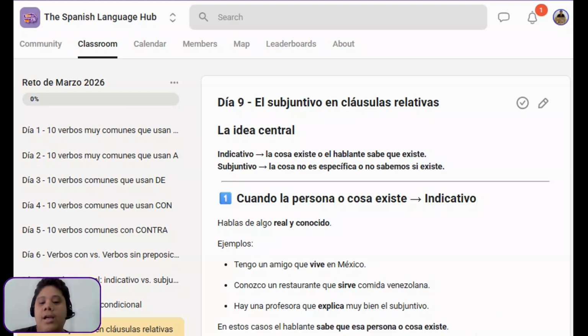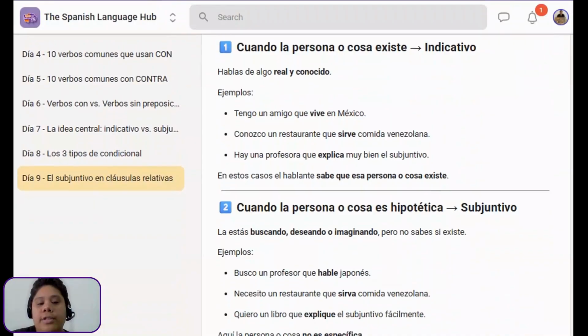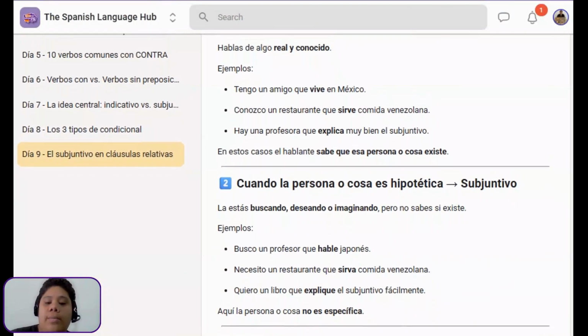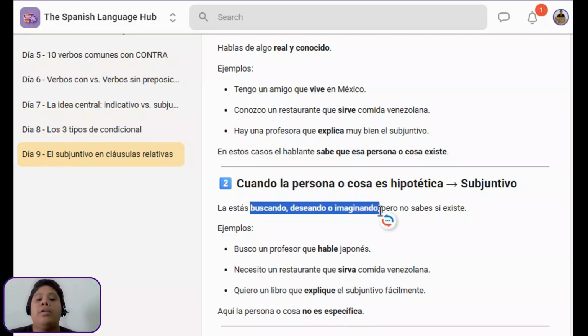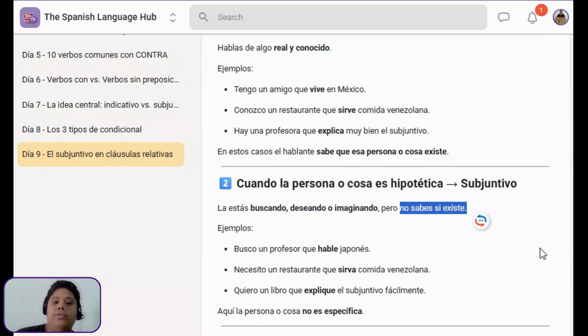Very, very important. And now we're going with the subjunctive, which is when you talk about people or things that are hypothetical, imaginary, or something that you wish. Something that you're looking for, something you're wishing, or something that you're imagining, but you don't know if it exists. For example, busco un profesor que hable japonés. I'm looking for a teacher that speaks Japanese. You don't know if that teacher exists in the place where you are, but that's what you're looking for.